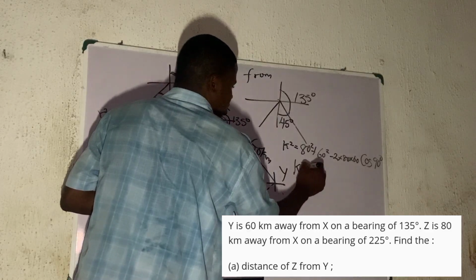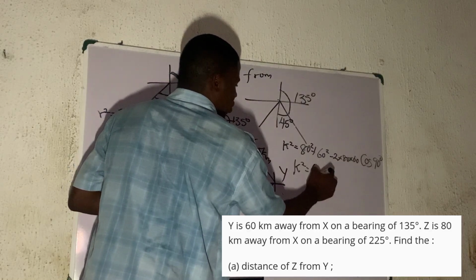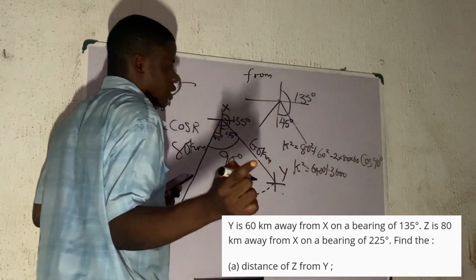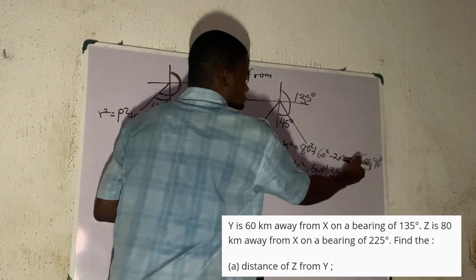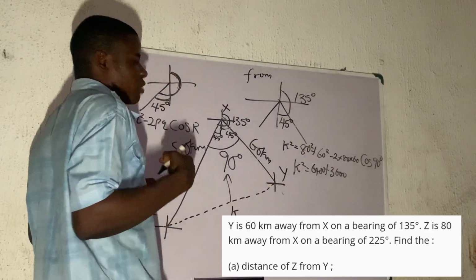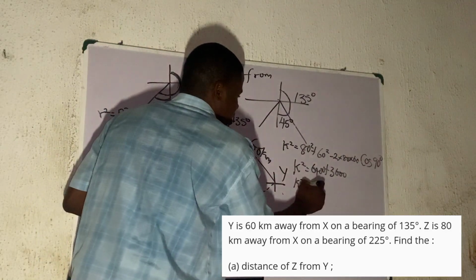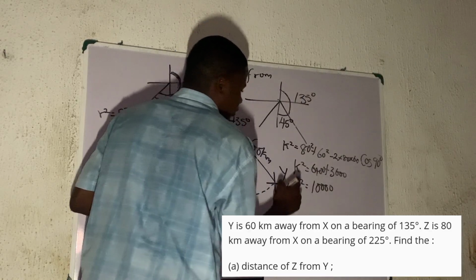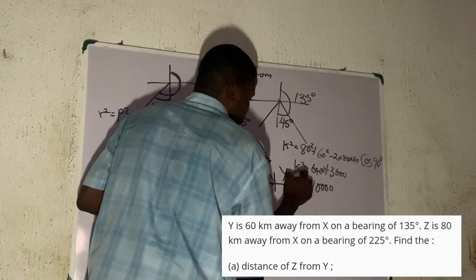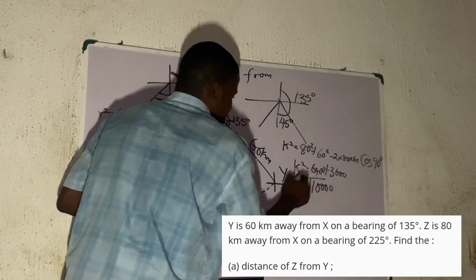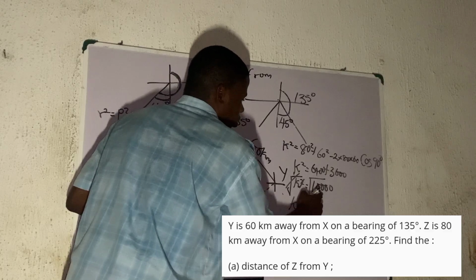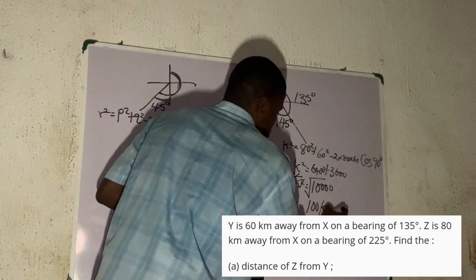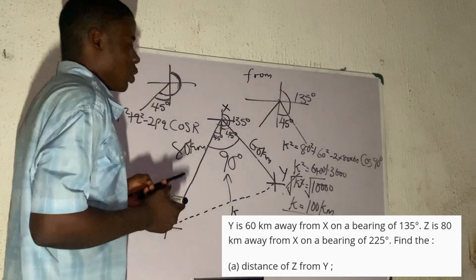Now, I have k squared is equal to 80 squared, which is 6,400, plus 60 squared, that is 3,600. Don't forget that cos 90 is 0. So cos 90 multiplying all these things must actually give 0. So no need of me writing it. So I have k squared is equal to 6,400 plus 3,600, which will give us 10,000. Now, if you want to get the value of k, you have to square root both sides. These two cancel, square root. So I have that k is equal to the square root of 10,000, which will definitely give us 100. So the distance of Z from Y is actually 100 kilometers.